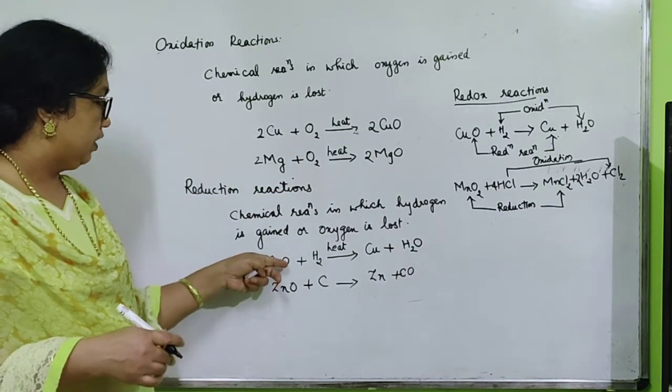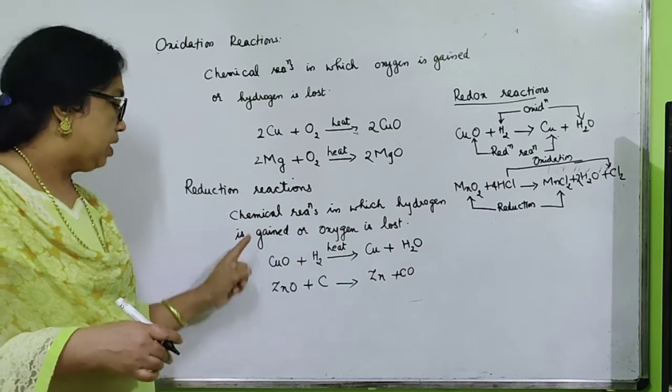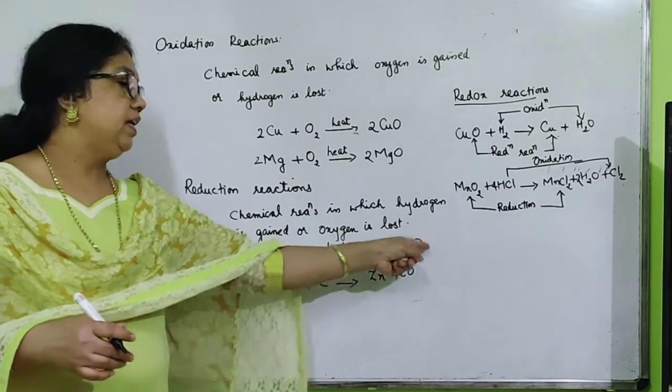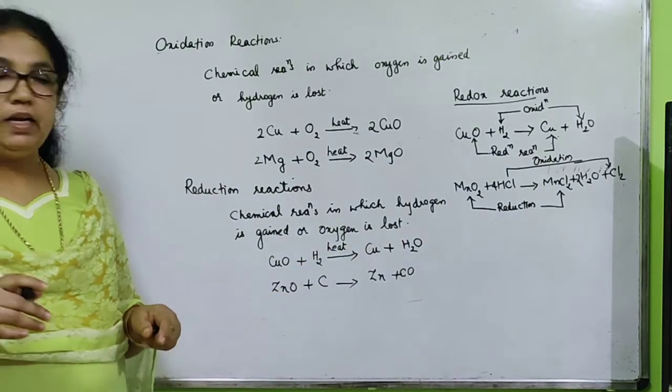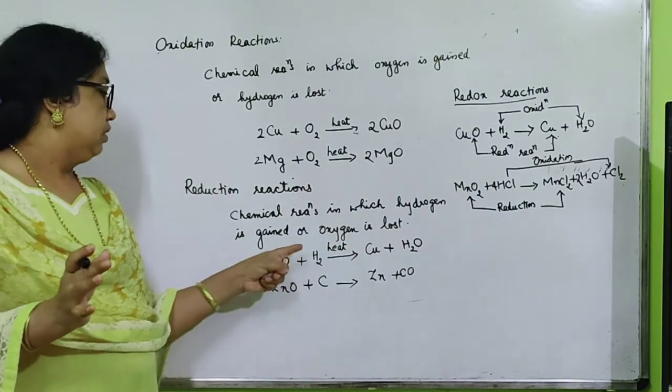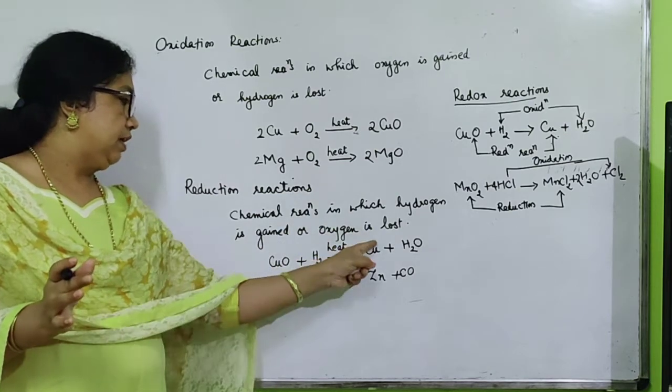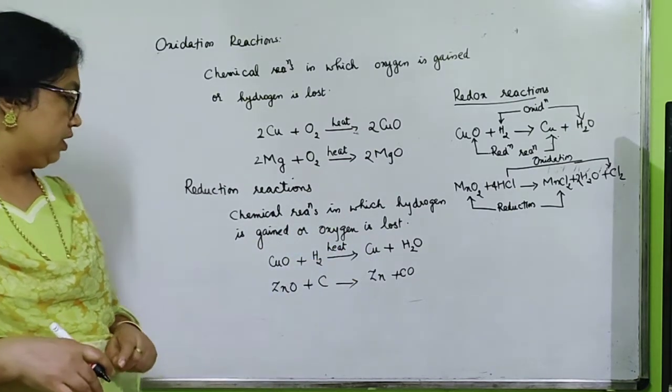If hydrogen gas is passed over heated copper oxide, we will get copper and H2O. So here, from copper oxide, oxygen is removed to form copper. So that is a reduction reaction.